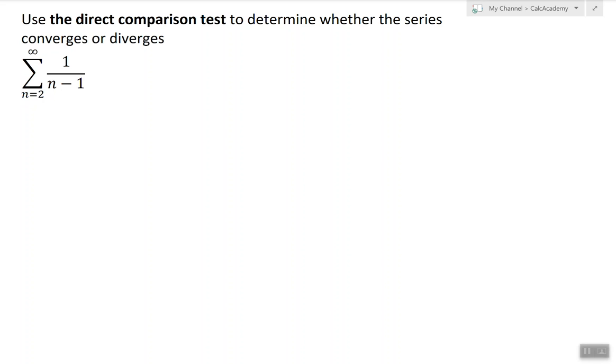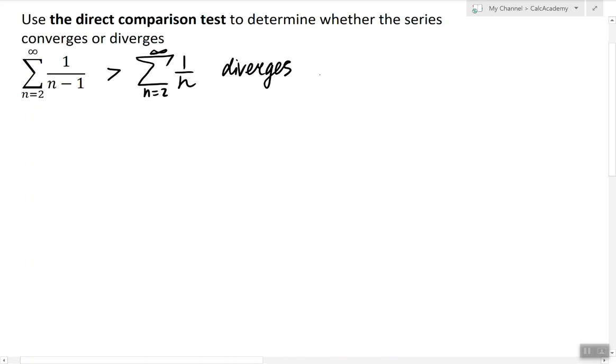In this case, I can see that the given series is greater than this series, and the series that I wrote here is actually divergent. And why exactly does it diverge? Because it is harmonic. In other words, it's a p-series with p equals 1, therefore it diverges.